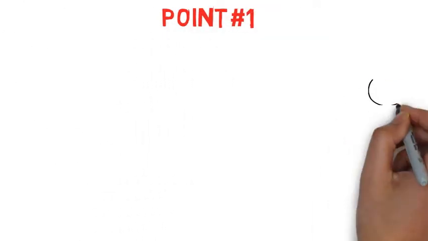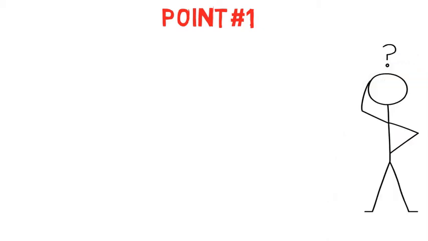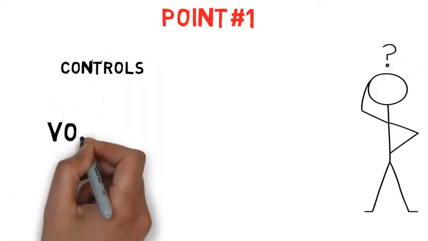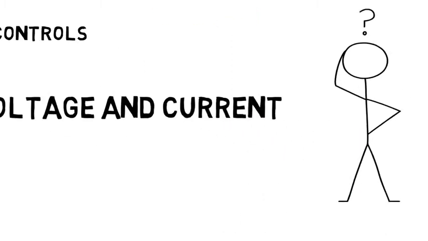Today we are going to talk about potential divider circuit. Point number 1. What is it? Potential divider circuit is a simple series circuit that helps us to control the voltage and current. It is also called potentiometer.